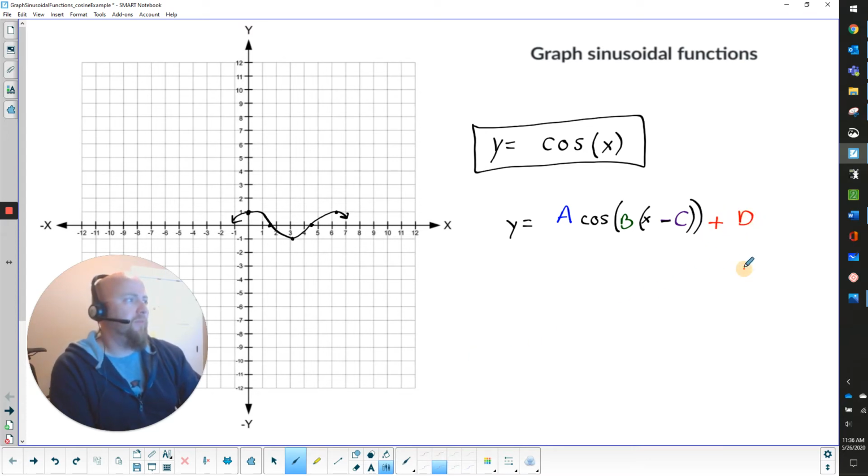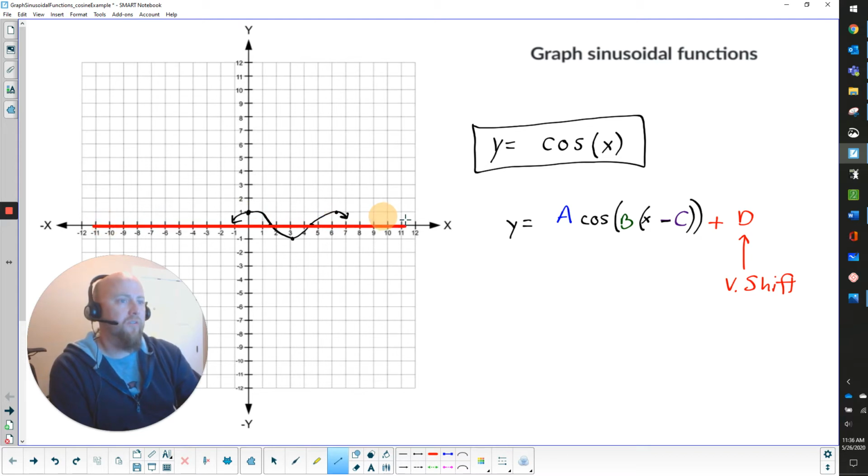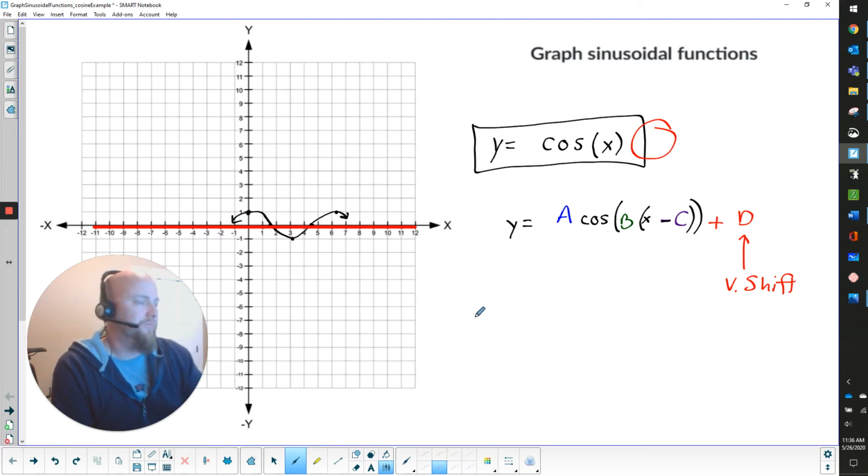D is kind of the one I want to talk about. That line we call the midline, because we're dealing with this function oscillating above and below it. So in this case, D is added to the very end. So you could think of the midline, which those points are oscillating around, as 0.